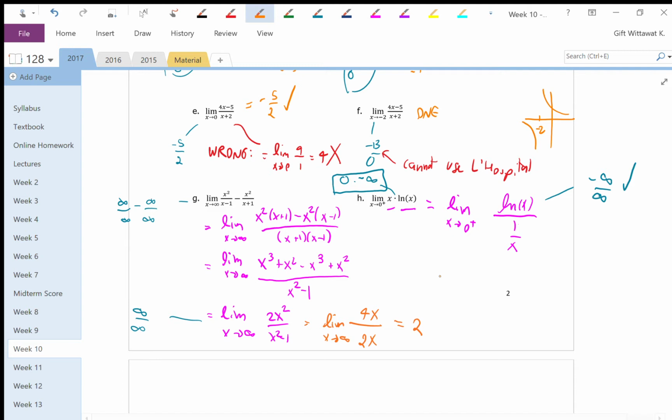So that's going to be the limit when x goes to 0 from the right of the derivative of log of x. Derivative of log of x, that's going to be 1 over x. Divided by the derivative of 1 over x. Derivative of 1 over x, this is x to the negative 1, so the derivative of that is going to be negative 1 times x to the negative 2. So that's going to be negative 1 over x squared.